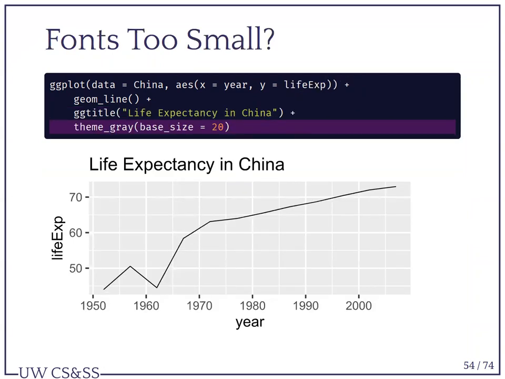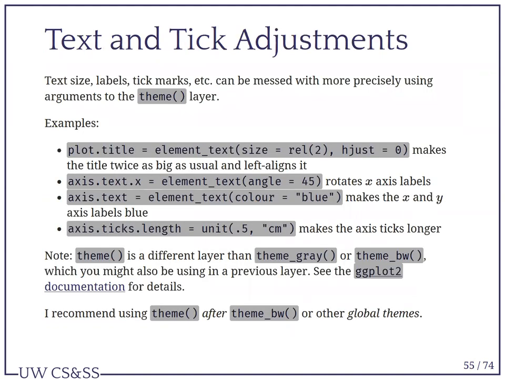Perhaps the font is too small in that last graph. So one thing you could do is look into the base size things for your themes. I tend to forget that this even exists and it takes me forever to change all that. Sometimes you might want to adjust the text and the ticks that are on the side of your graphs.